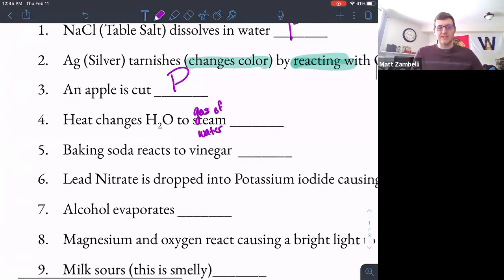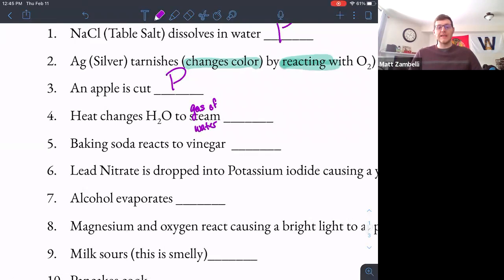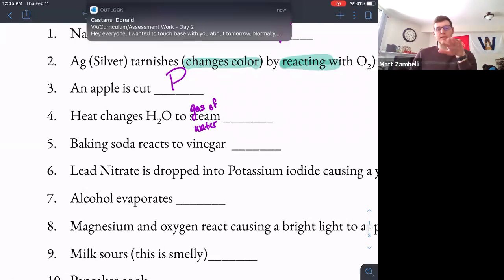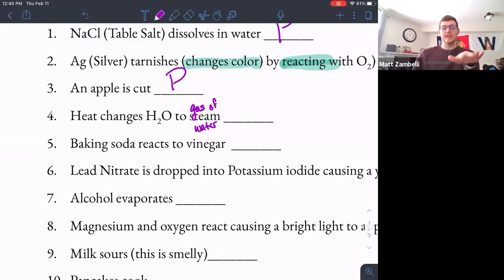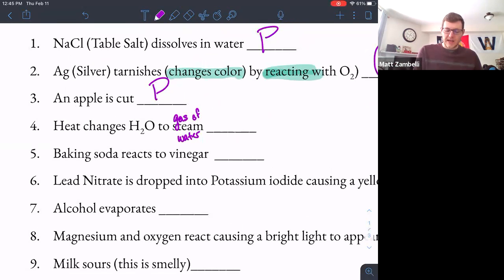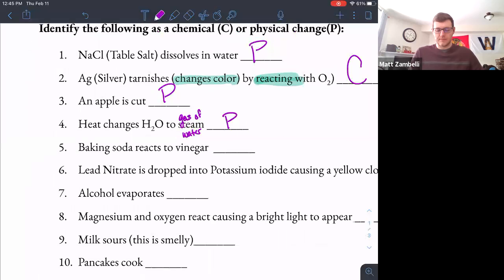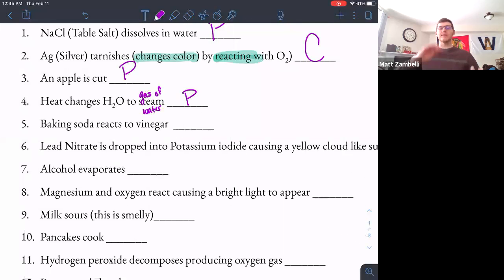So it's just the gas form of water, which means that if we're heating it up, we're turning a liquid into a gas. So if we're turning a liquid into a gas, we're just changing its state of matter, which means it is going to be a physical change. The next one, baking soda reacts to vinegar. What do we think, physical or chemical?